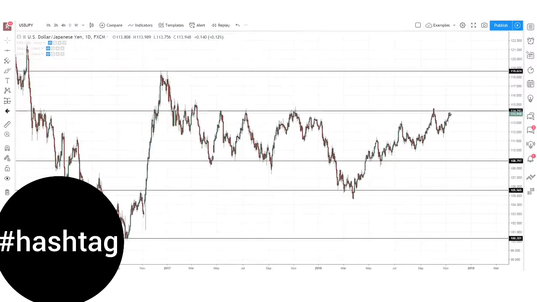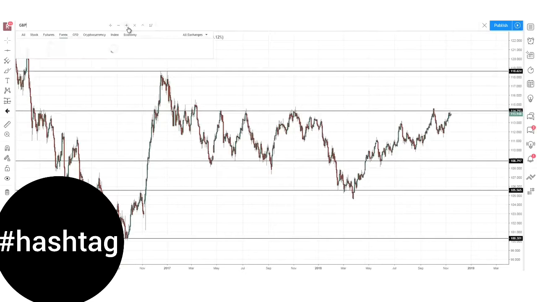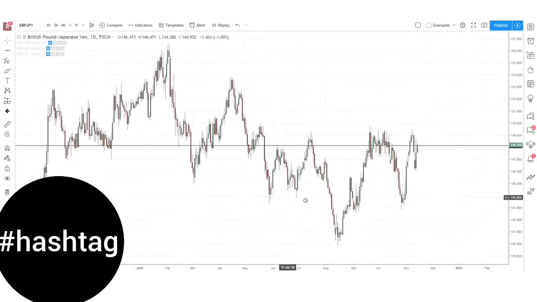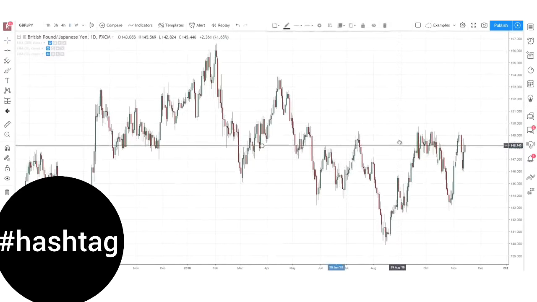All right, I know I've covered a lot of theory here, so let's have a look at the examples, shall we? So let's see. Pound yen. Okay. So what do I mean by a power move into market structure?